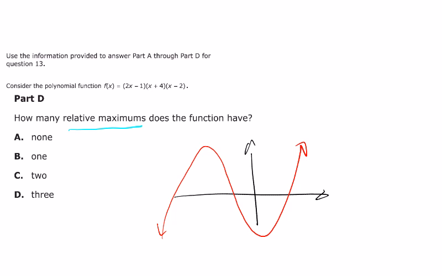But a relative maximum is a peak. So how many peaks are there? Just one. If it said minimums, it would just be one here. If it said extremes, then it would be both of them, since extremes are maximums and minimums. Alright, so that's number 13. Let me know if you have any questions on that, and keep working hard.